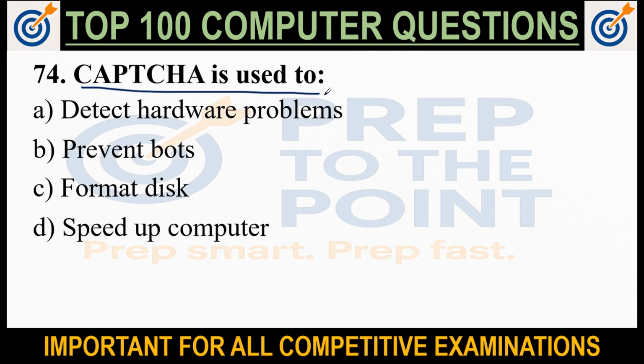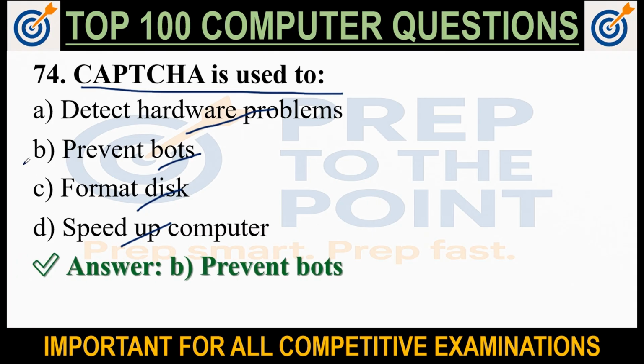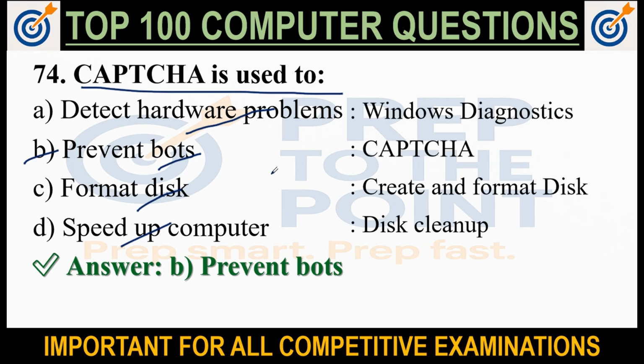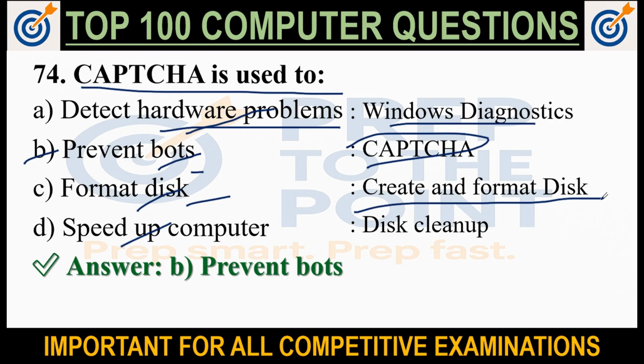CAPTCHA is used to detect hardware problems, prevent bots, format disk or speed up computer. The right answer is option B, prevent bots. CAPTCHA is used to prevent bots, hardware problems are detected by Windows Diagnostic, a disk is created and formatted by format disk, and disk cleanup is used to speed up the computer by deleting the temporary files.